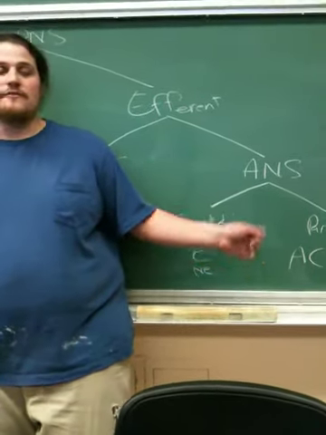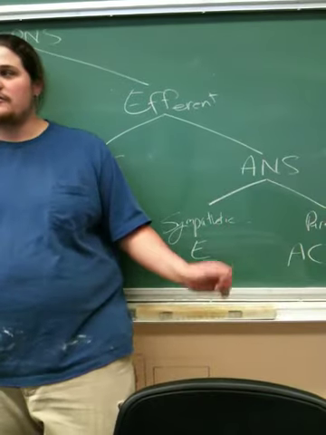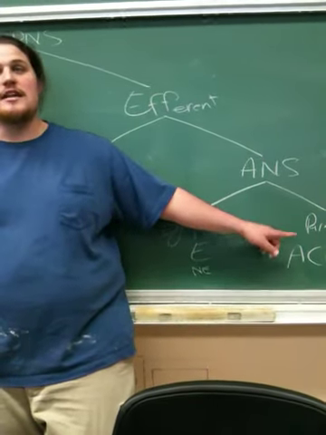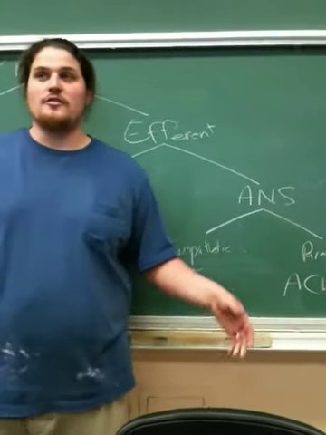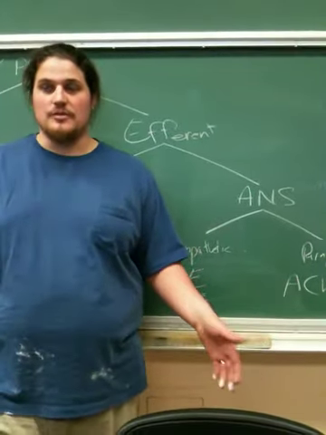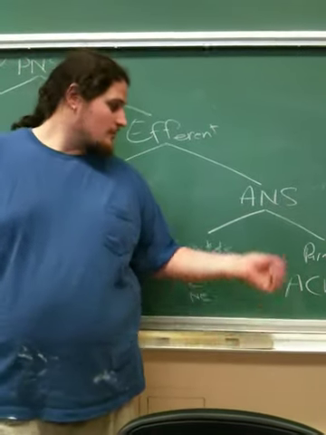You also have to know that the vagus nerve provides 75% of all of the parasympathetic stimulation in your body. That's why parasympathetic stimulation is also sometimes called vagal stimulation, because it's referring to the vagus nerve.